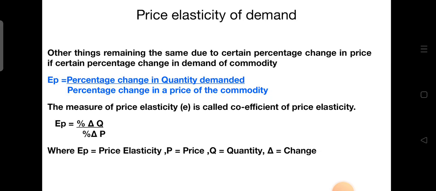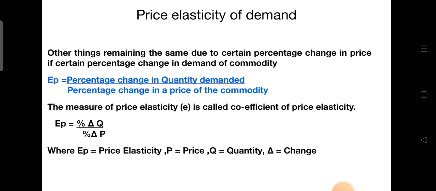The first one is price elasticity of demand. Other things remaining the same, due to a certain percentage change in price, there is a certain percentage change in the demand of the commodity. This is known as price elasticity of demand. That means here the demand depends on the determinant of price, treating all the other determinants as constant. So a percentage change in price causes a percentage change in the demand of the commodity. This is called the price elasticity of demand.